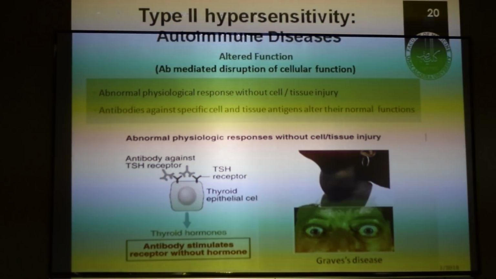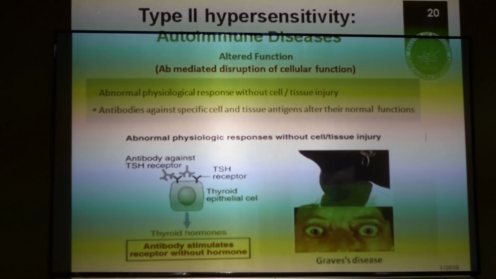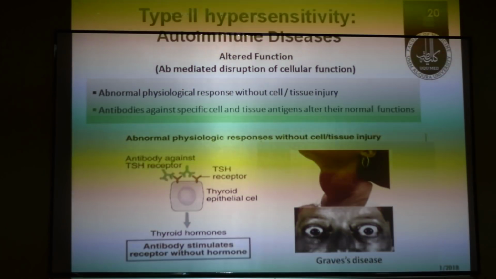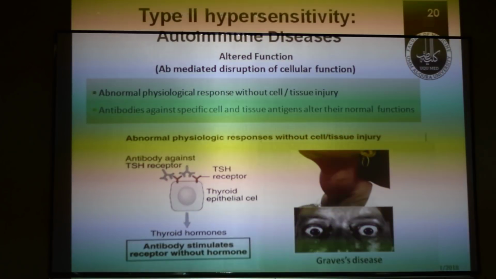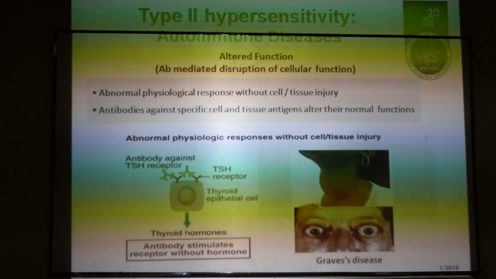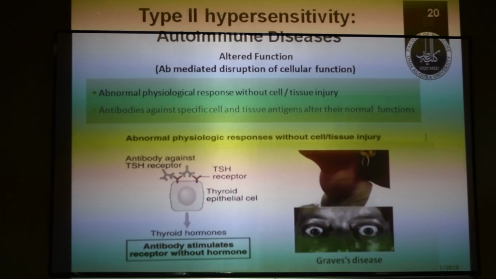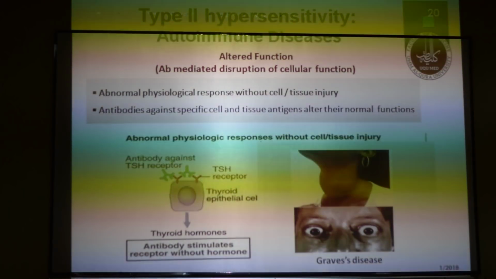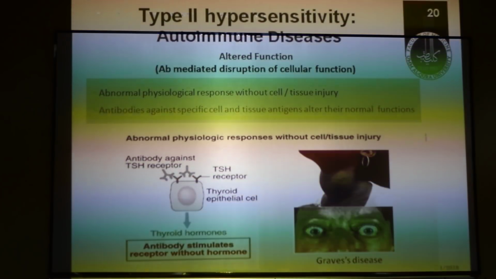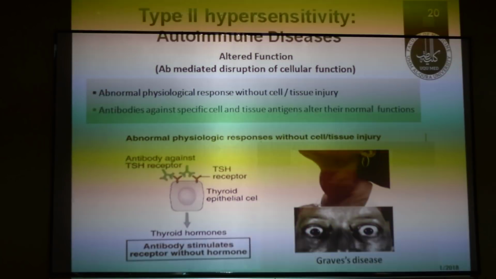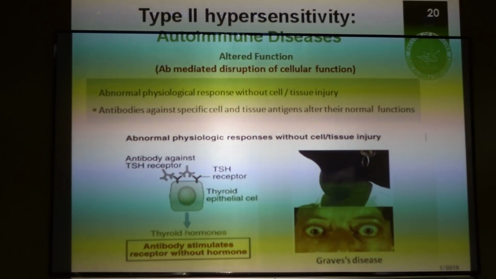Best example is Graves' disease. Have you heard of Graves' disease? So there is a thyroid gland in the neck. Its function is to produce thyroid hormones, T3 and T4. These hormones are controlled by the pituitary gland in the brain, okay? So that gland controls the thyroid gland, and then the thyroid gland produces these hormones, and these hormones have several functions. So I'll just keep it simple. In Graves' disease, what happens? The thyroid hormone level is increased.